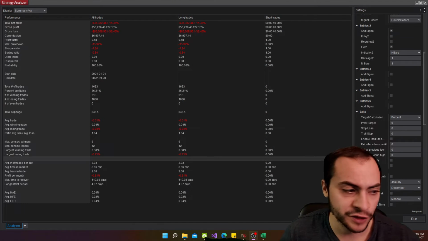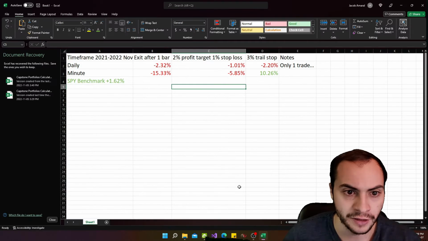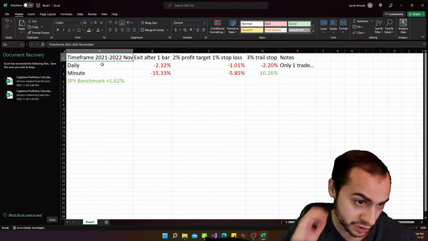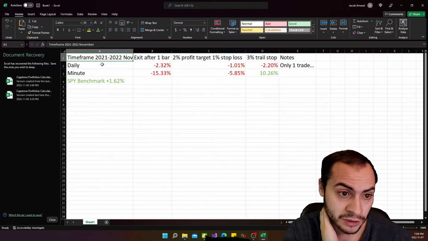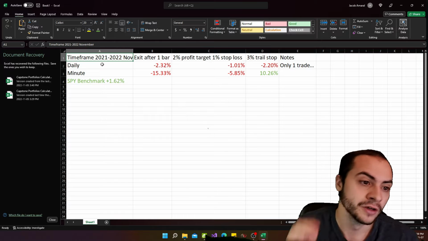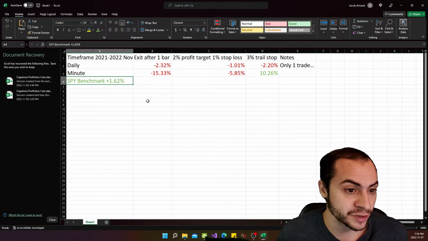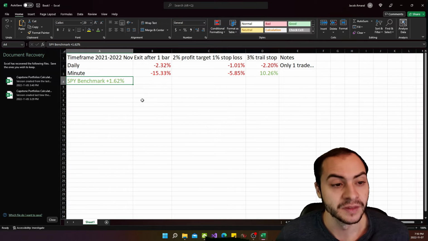All right, so I just finished up my results here with each of the tests, so let's take a look. So I did from 2021 until 2022, today, November 7th. SPY, which is the S&P 500 index, over that period of time returned 1.62%.